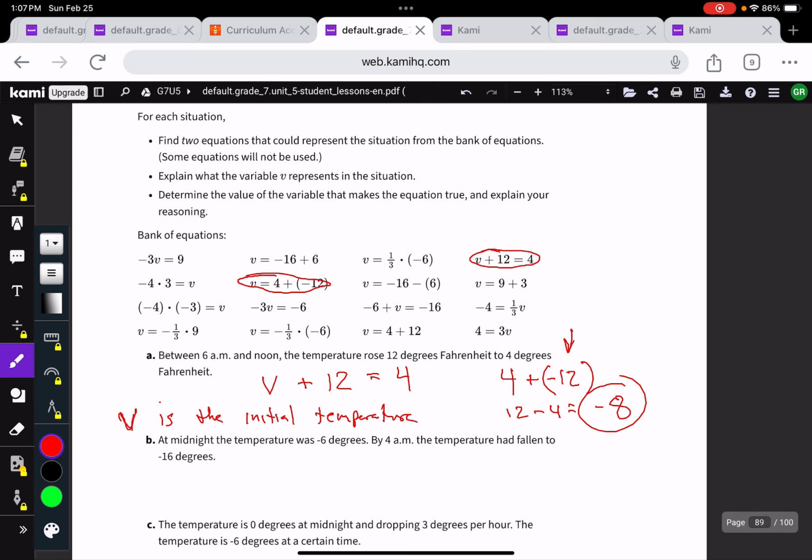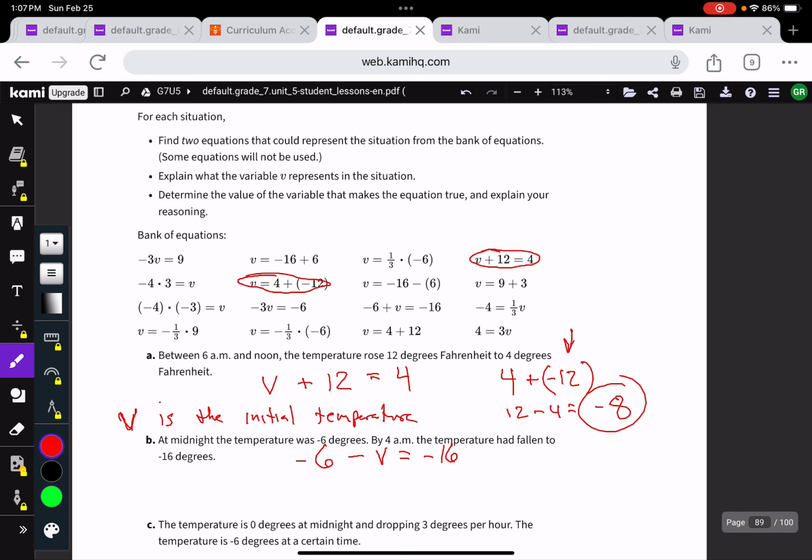It says at midnight the temperature was negative 6 degrees. By 4 a.m. the temperature had fallen to negative 16 degrees. It fell. We don't know how much it fell, but we know now that it's negative 16. Now let's look up there. Does anyone see a negative 6 minus V equals a negative 16? No, me neither.